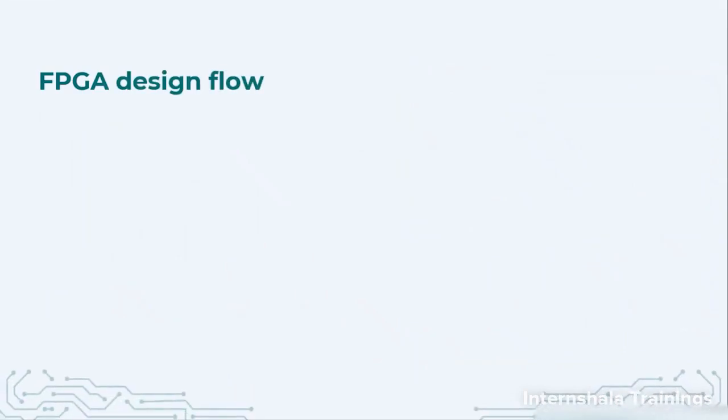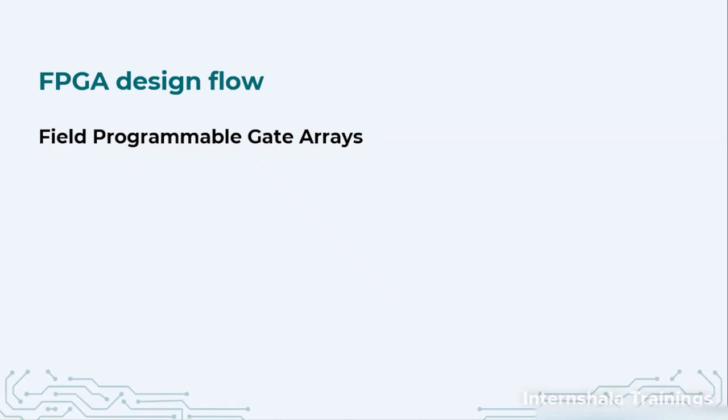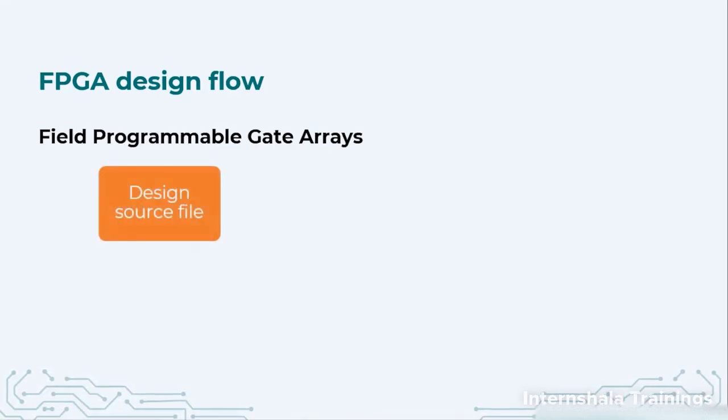So now let us talk about the design flow for a system using an FPGA. FPGAs, as we had described, are field programmable gate arrays. FPGAs are reconfigurable units. That means a single hardware board can be configured as any digital system by programming it with different codes. First of all, we are going to have the design source file. The design source file is going to be our Verilog file.